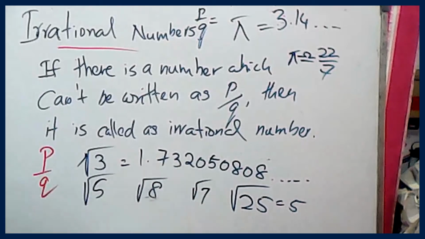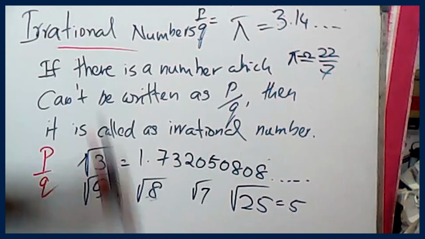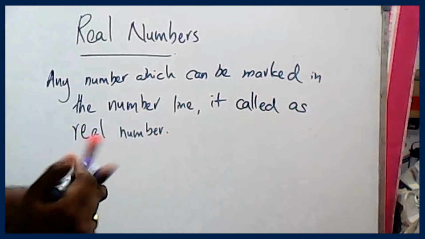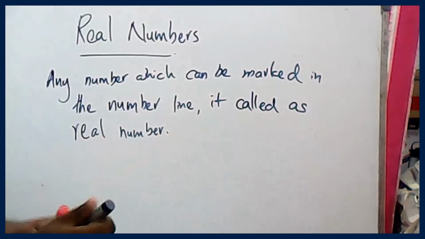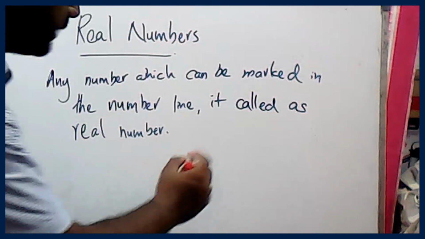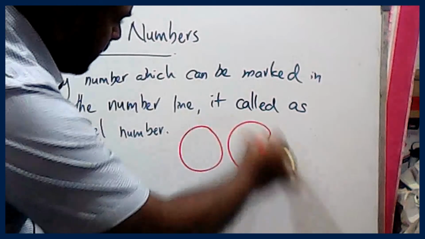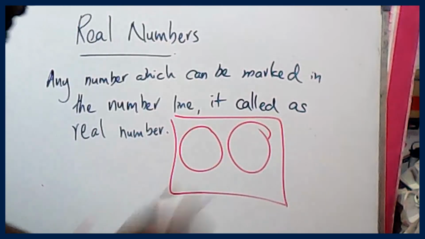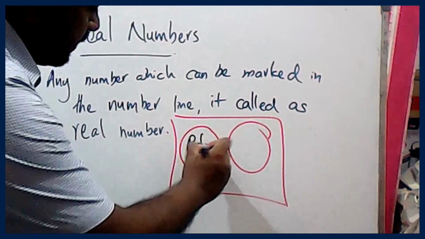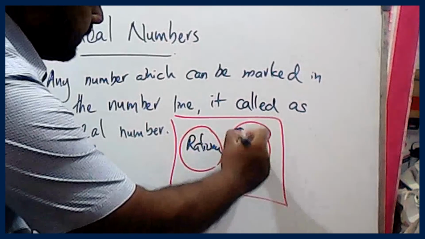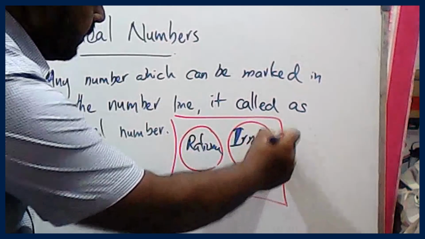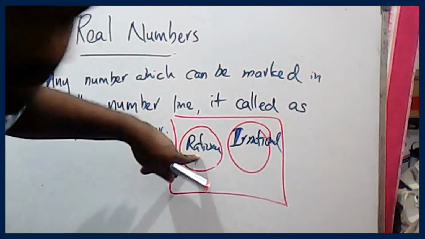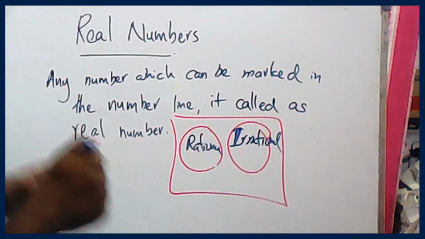After that, we will be discussing real numbers. Simply, this is the set of real numbers. It is the combination of rational and irrational. So real numbers are the combination of rational numbers and irrational numbers.